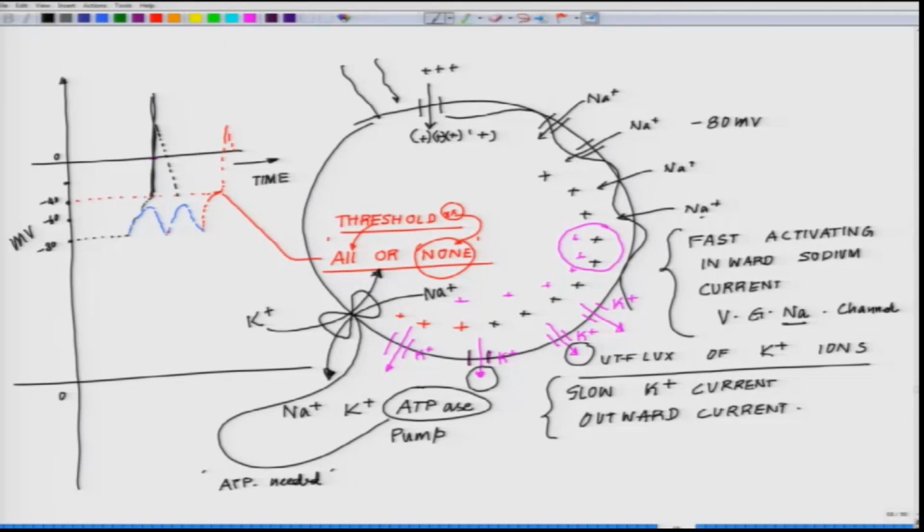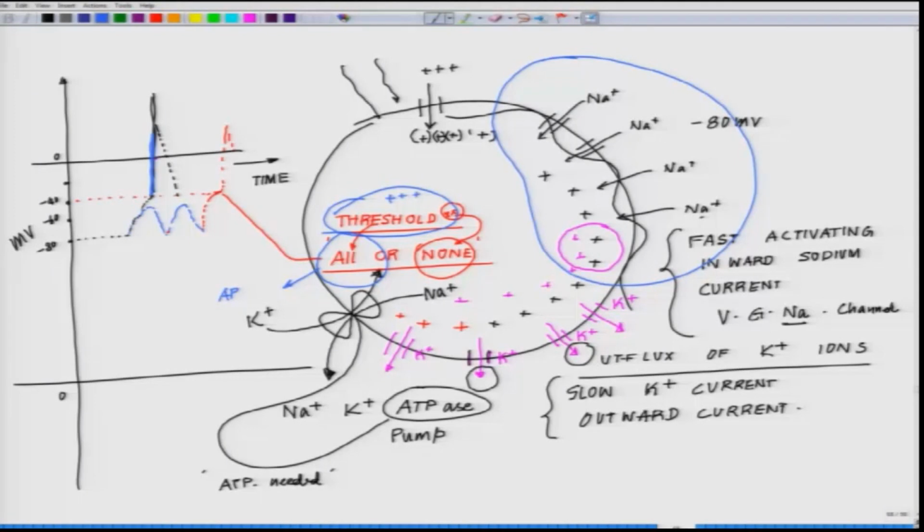So, if I had to summarize, first a cell has to reach its threshold, which I am now marking in blue, threshold. Once it reaches its threshold and suppose an action potential is targeted, this threshold has to be because of some cation movement inside the cell. Then the whole family of sodium channels will open and you will be recording a very sharp sodium current here, fast activating inward sodium current governed by voltage gated sodium channels, right.